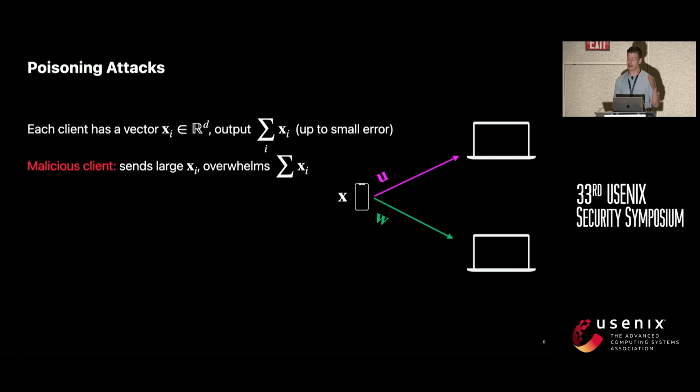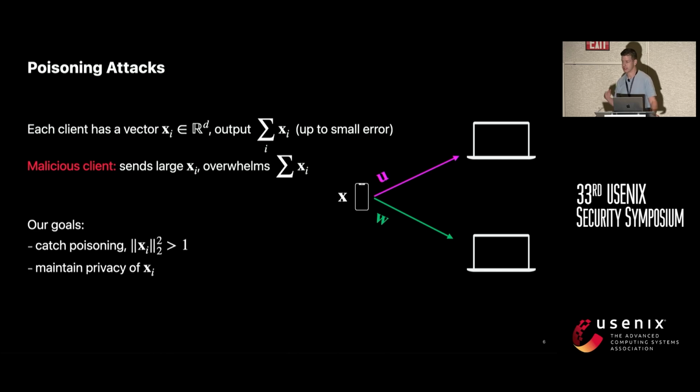There are many different types of poisoning attacks one can consider. We focus on a serious, very concerning attack: malicious clients contributing huge vectors. So we don't want to allow that. We want to catch any poisoning. So if a client is trying to contribute a vector whose sum of squares is too large, we want to catch that. But of course, we also want to maintain privacy. So we can't just look inside the client's vectors and see that the magnitude is too large. That would require looking at the vector of the client, which we want to avoid.